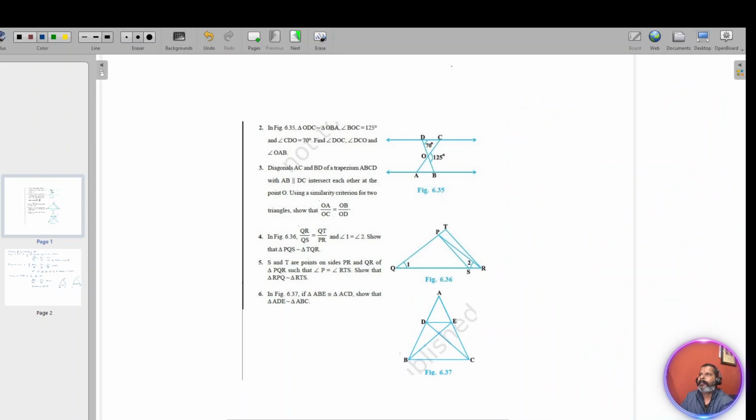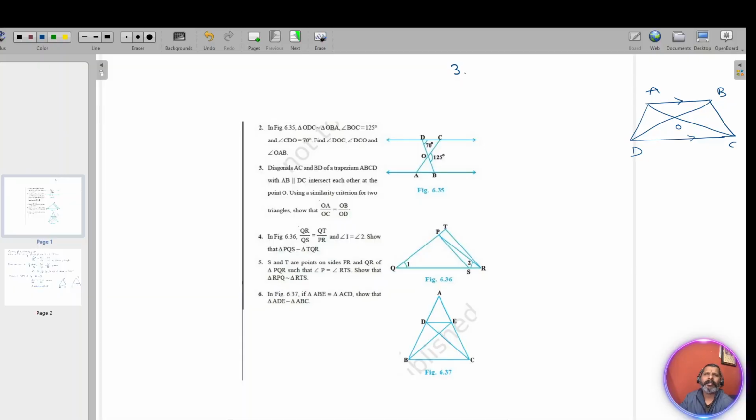Third one. Diagonals AC and BD of a trapezium ABCD with AB and DC parallel intersect at O. Using similarity, we have to prove the ratio. So first draw the trapezium. Figure is not given there. We draw a trapezium ABCD. They said AB parallel to DC, right? And the diagonals intersect at O. We write O for the intersecting point. Okay, we have to prove OA by OC equal to OB by OD.